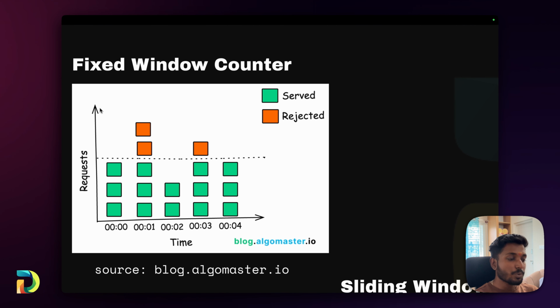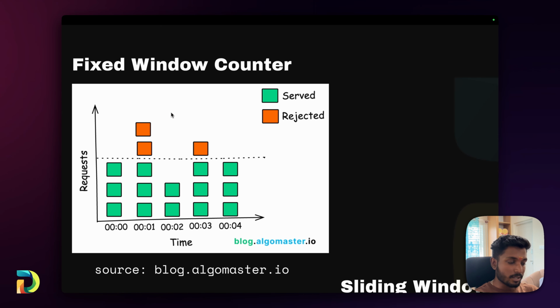So very simple. You would define a time frame, let's say 1 minute, and you define a number of requests, let's say 100. So 100 requests per minute. And you would track these values. So if the request count is below 100 and within the minute, then you would allow it. Or else if it goes beyond 100 within the same minute, you would reject it.